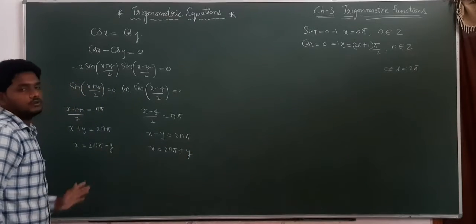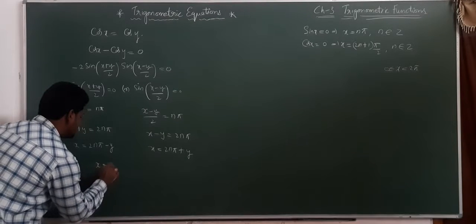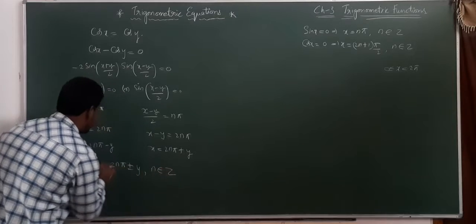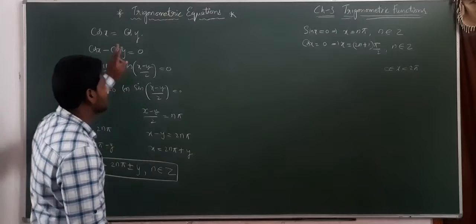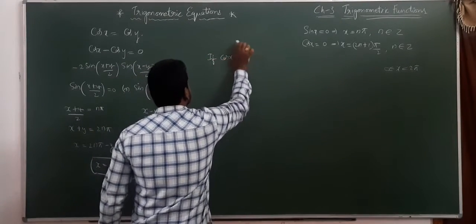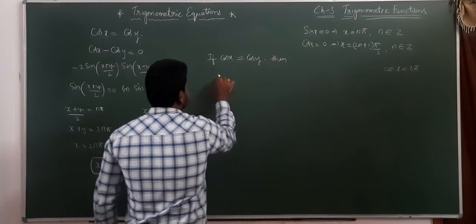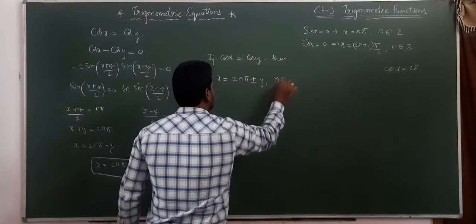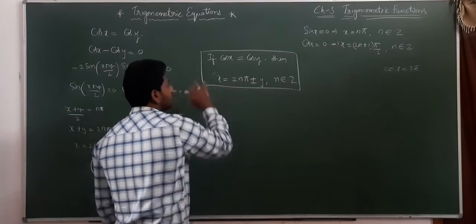By combining these two, how can we write it in terms of one solution? That is x is equal to 2n pi plus or minus y, where n belongs to z. This is what we call the general solution of cos function. Nothing but if cos x equal to cos y, then x is equal to 2n pi plus or minus y, where n belongs to z. So this is about the cos function, right?